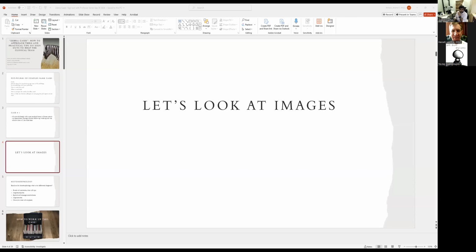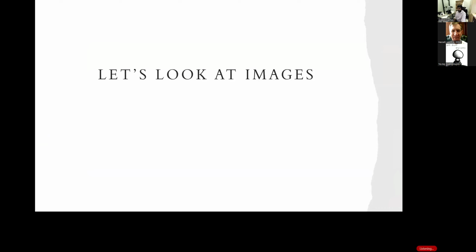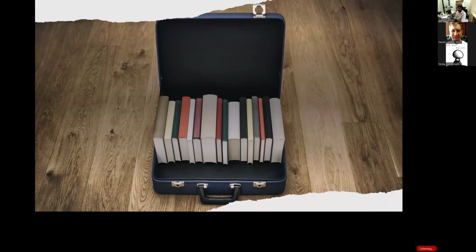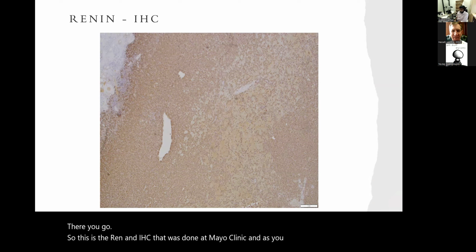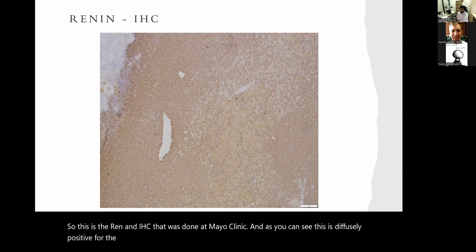And so here's the, oops, there you go. So this is the renin IHC that was done at Mayo Clinic. And as you can see, the tumor cells were diffusely positive for renin.